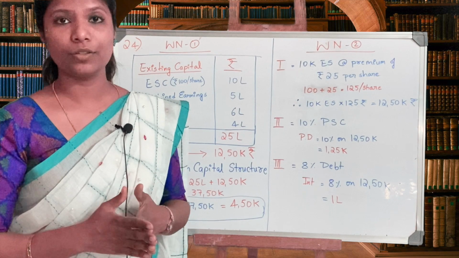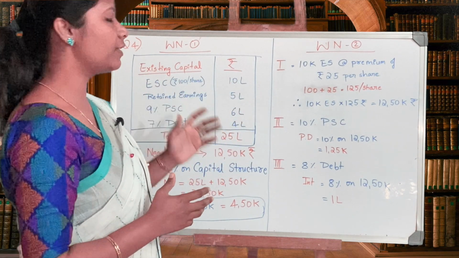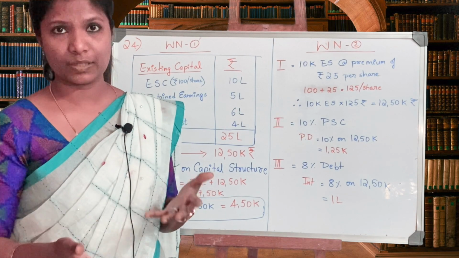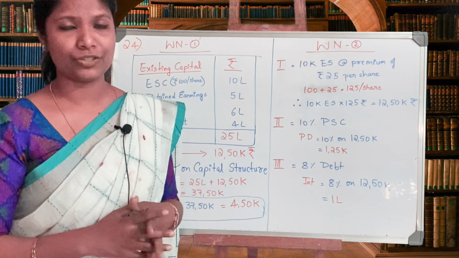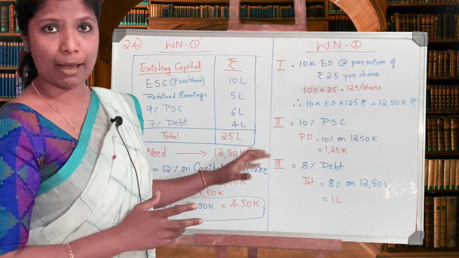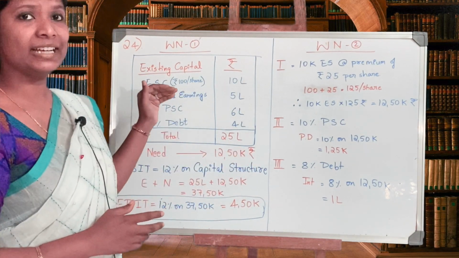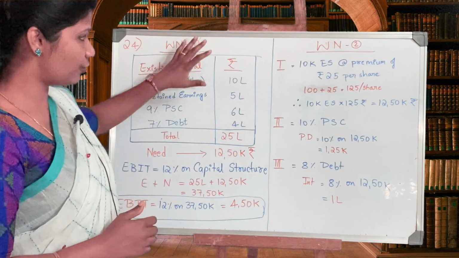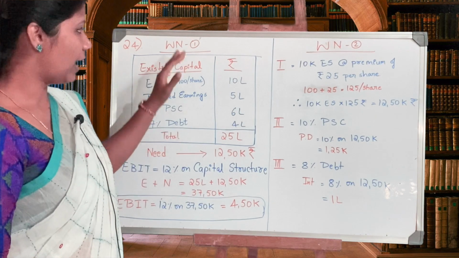Okay, so moving on to question number 24, which is a very important question. It has a lot of adjustments in it, so just pay close attention to it. The given details in the question are an existing capital of equity, retained earnings, preferential capital, and debenture. I've just written the given details here.